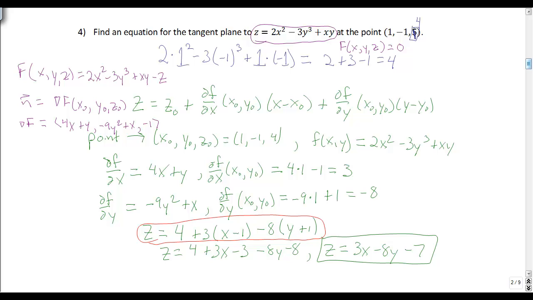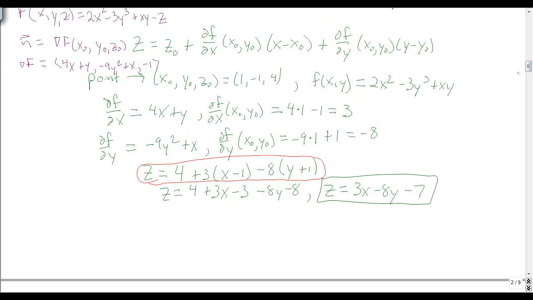So if you do that, at x naught, y naught, z naught, that was 1, negative 1, 4. So 4 plus y plus negative 1, that's 3. Negative 9 times negative 1 squared, that's negative 9, plus 1, that's negative 8, and then negative 1. Note, this 3 and that negative 8 match this 3 and negative 8. They were calculated exactly the same way here.